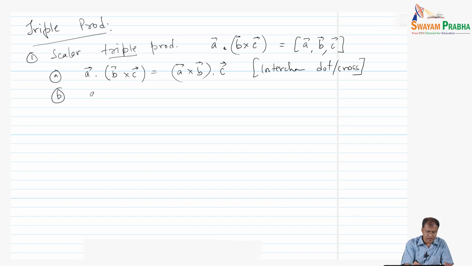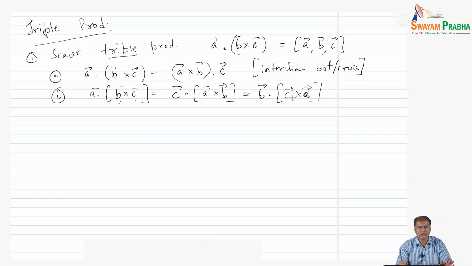The next result says that A dot B cross C is also equal to C dot A cross B. Basically the permutation, so C A B, and then the next result is B C A. All these three permutations are equal, and we call this a cyclic permutation.